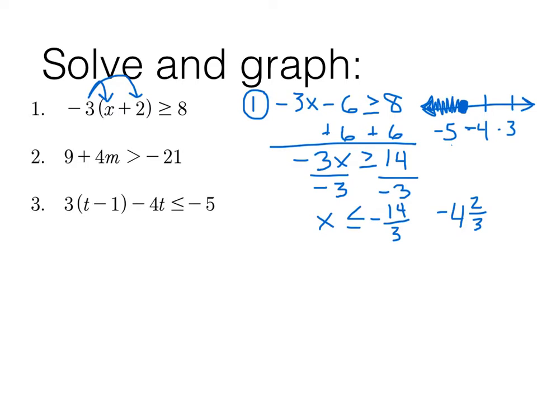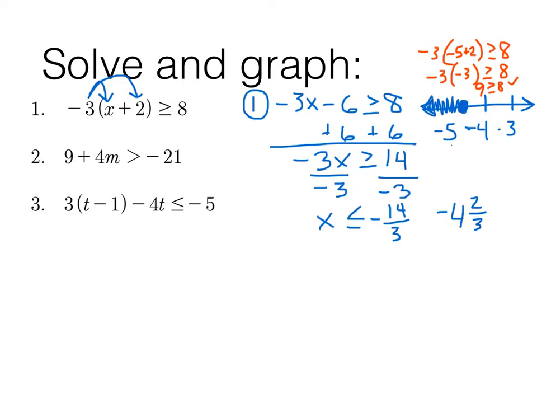So a lot of kids tell me, oh, you can't check inequalities. Sure you can. Pick a number that's covered with the solution set, but that is not on the actual circle. So we're going to use -5 to check it. All right, plugging in a -5, I have -3 times -3, when I do the math inside the parentheses there, is greater than or equal to 8. I get 9 is greater than or equal to 8. I know I did it right. So remember, when you check, you pick a value that is in your solution set but is not actually on the number line or on the circle itself.